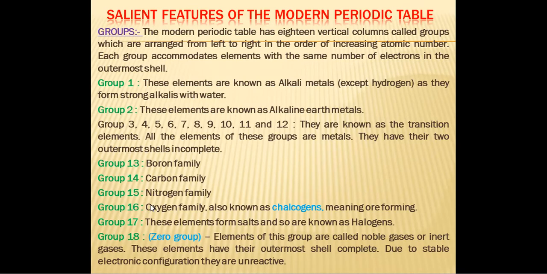Next, we have read about the features of the modern periodic table. About the groups, we have read that altogether 18 groups are there, and the 18 vertical columns present in the periodic table are called groups. Group number 1 is called alkali metals, group number 2 is called alkaline earth metals, and groups 3 to 12 are called transition metals. 13 is the boron family, 14 is the carbon family, 15 is the nitrogen family, 16 is the oxygen family, also called chalcogens, 17 is the halogens, and group number 18 is also called noble gases or inert gases.